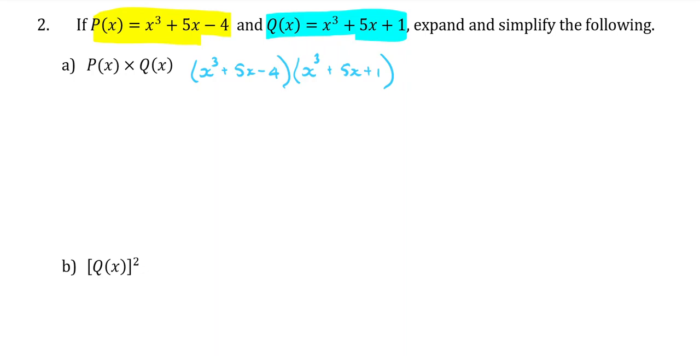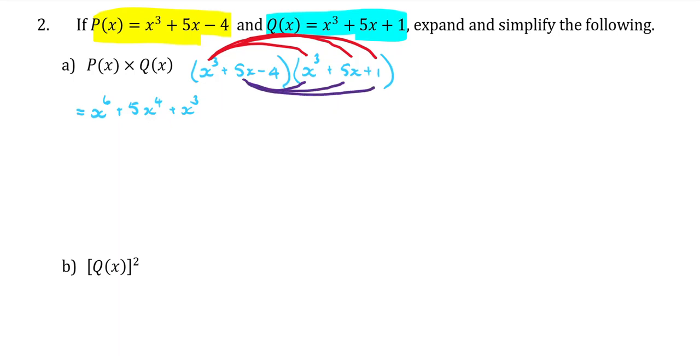So there are 3 things in the first bracket that will have to times with all 3 things in the second bracket. So it's going to be a very, very large expansion. So we're going to start with the x cubed in the first bracket and times it by each thing in the second bracket. So that will be x cubed times x cubed is x to the 6. Then x cubed times 5x is 5x to the 4. X cubed times 1 is x cubed. Then, moving on, we need to times the 5x by each thing in the second bracket.